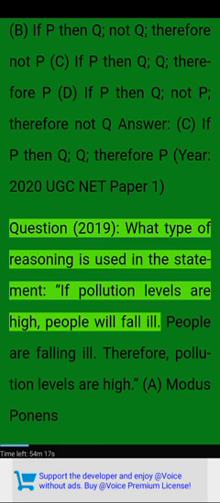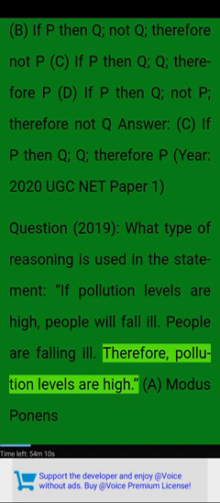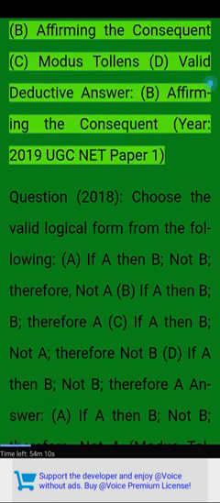Question 2019. What type of reasoning is used in the statement? If pollution levels are high, people will fall ill. People are falling ill. Therefore, pollution levels are high. A. Modus ponens. B. Affirming the consequent. C. Modus tollens. D. Valid deductive. Answer. B. Affirming the consequent. Year 2019 UGC NET Paper 1.